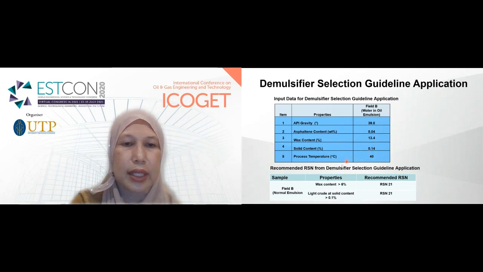Based on the demulsifier selection guideline, when your wax content is more than 6%, you need to choose a higher RSN number, which is RSN 21. For light crude with solid content of more than 0.1%, you also need to choose a higher RSN demulsifier, which is RSN 21.